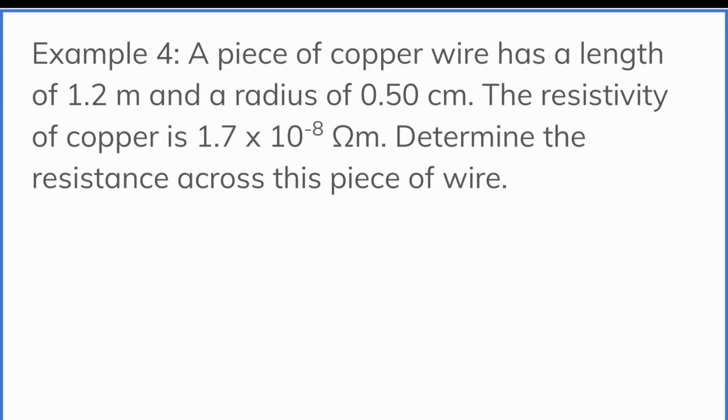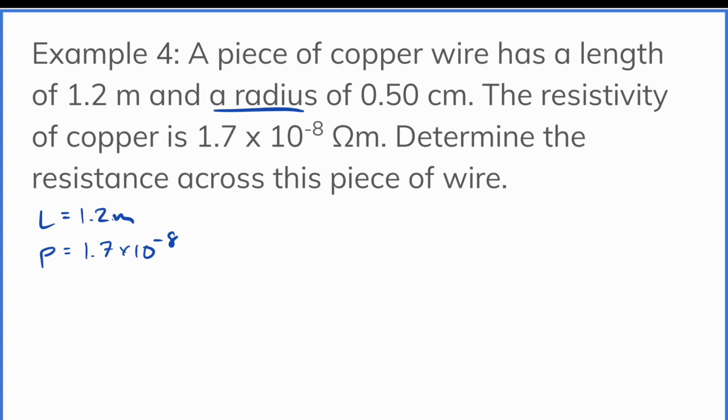A piece of copper wire has a length of 1.2 meters and a radius of 0.50 centimeters. The resistivity of copper is 1.7 times 10 to the negative 8 ohm meters. Determine the resistance across this piece of wire. All right, so let's start listing out all the different things we have. First of all, we have the length of the wire, which we know is 1.2 meters. We have the resistivity, so that's that letter rho, 1.7 times 10 to the negative 8. And we have the radius.